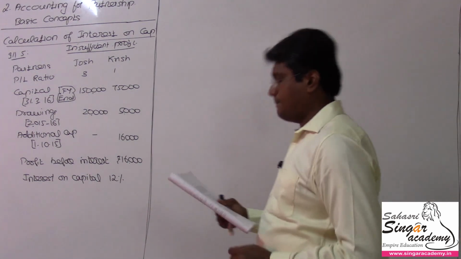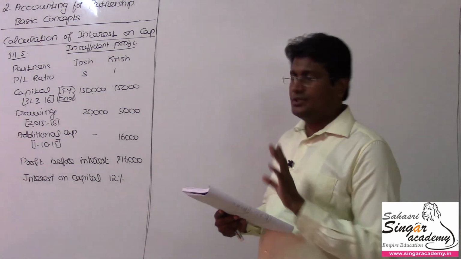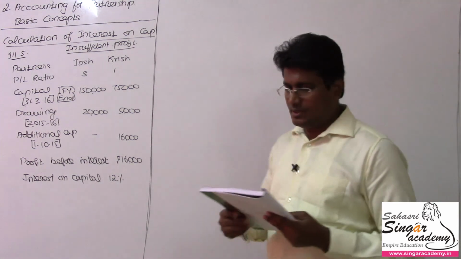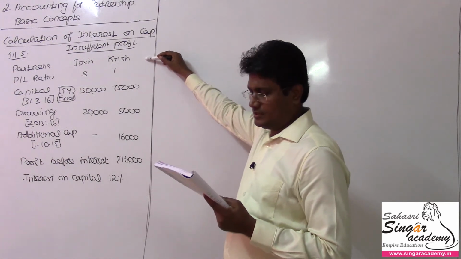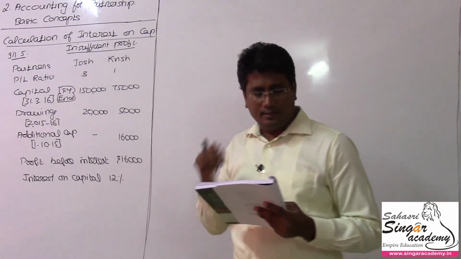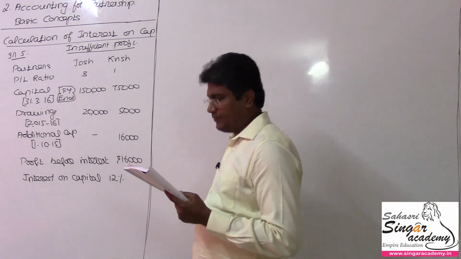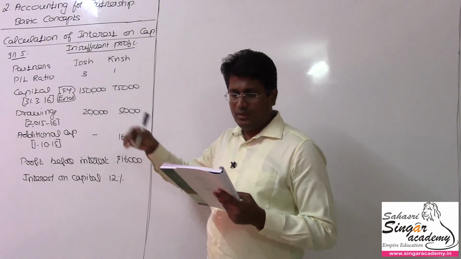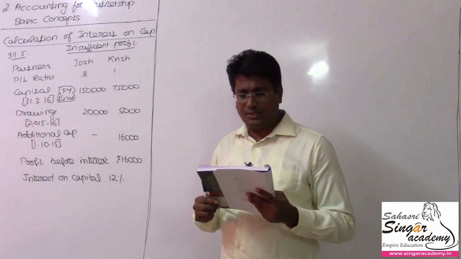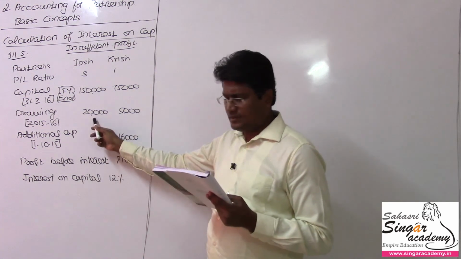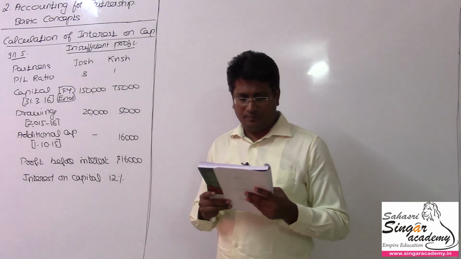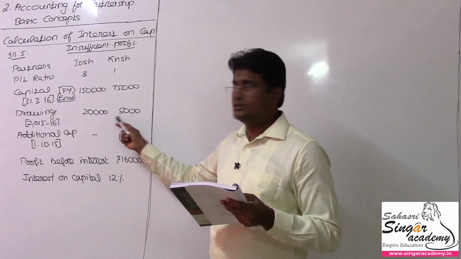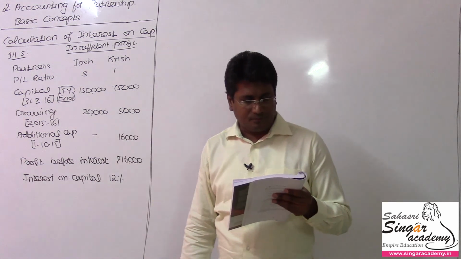Illustration number 5, for the calculation of interest on capital. Jose and Krish are partners sharing profits and losses in the ratio of 3:1. Their capitals at the end of the financial year 2015-16 were rupees 1,50,000 and 75,000. During the year 2015-16, Jose's drawings were rupees 20,000 and 5,000, which had been duly debited to the partners' capital accounts.